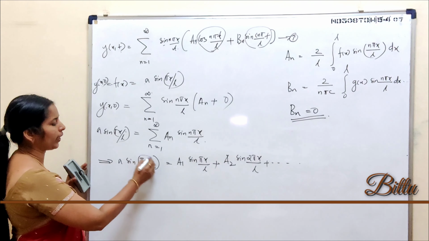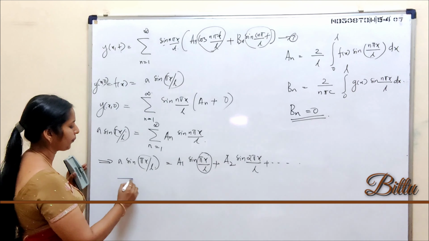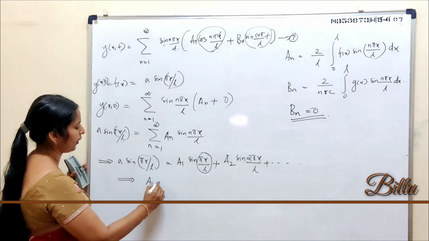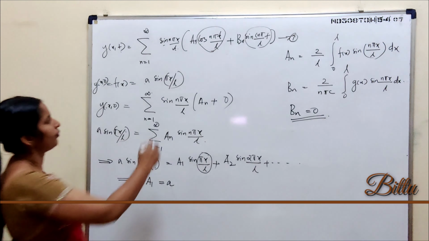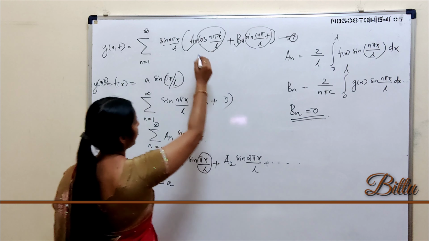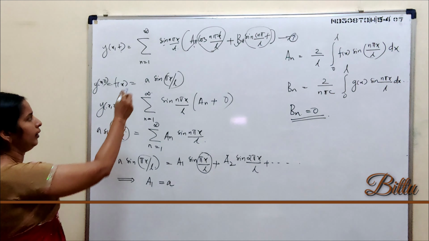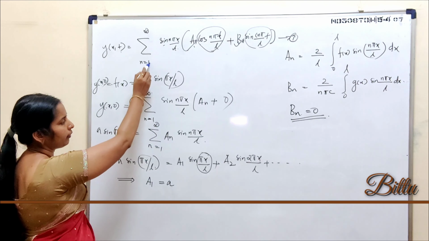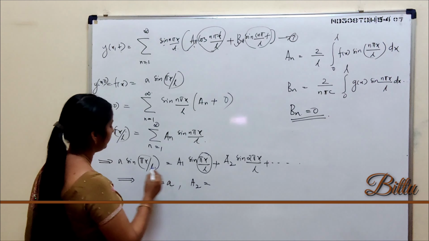See, its angle is pi x by l. Here we have pi x by l. So, what is a1? a1 is small letter a. See, our aim is to find an and bn. We got bn is 0. Next we have to find an, that is a1, a2, a3, a4, etc. a1 is a. What about a2?